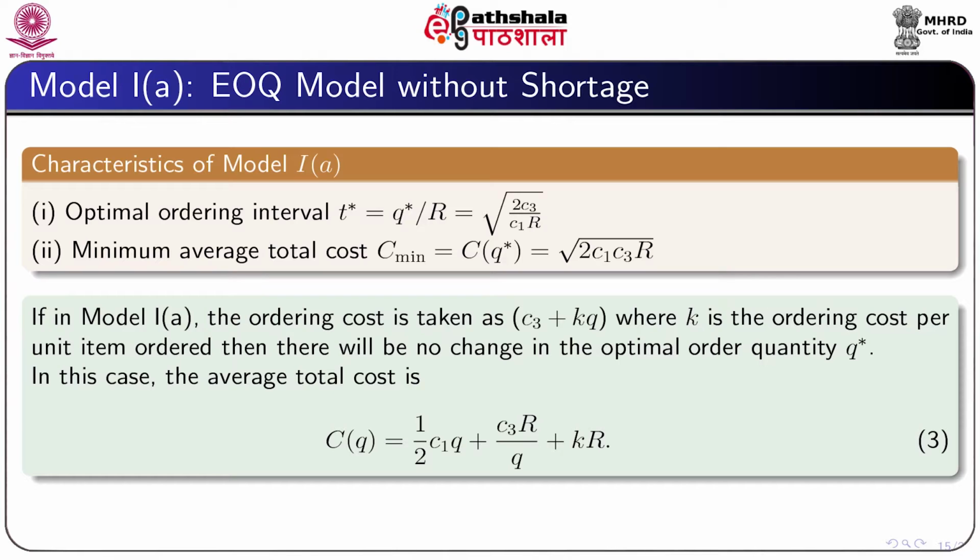So, if we assume such an ordering cost, then the optimum order quantity Q star will remain unchanged, because the average inventory cost in this case is half C1 Q plus C3 R by Q plus KR. K and R both are constant, so it does not have any effect on the optimal lot size Q star.